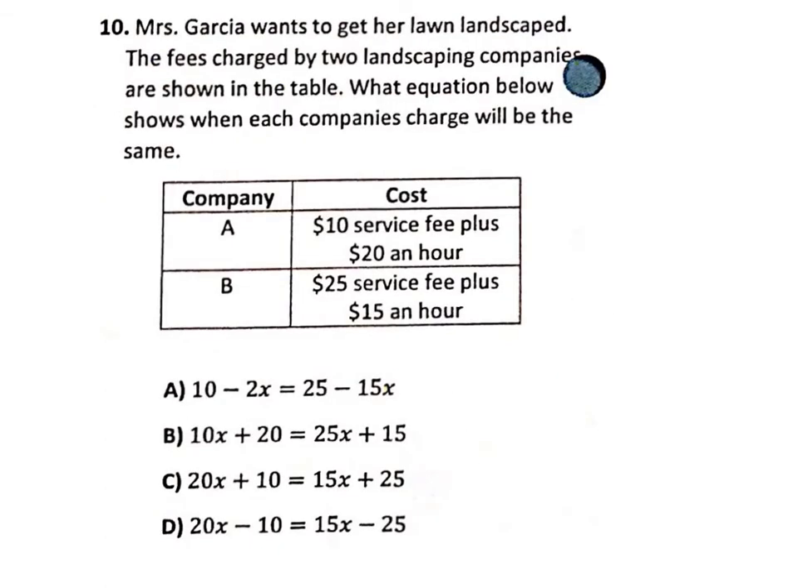Number 10, Mrs. Garcia wants to get her lawn landscaped. The fees charged by 2 landscaping companies are shown in the table. What equation below shows when each company's charge will be the same? So when it says same, that means equal. So if we set them equal to each other, Company A charges a $10 service fee plus $20 per hour. Company B charges a $25 service fee plus $15 per hour. So 15 and 20 are the ones that are going to have the variable, which means that the correct answer is going to be C.